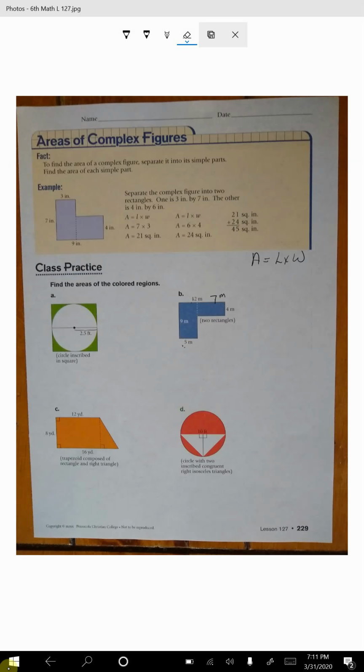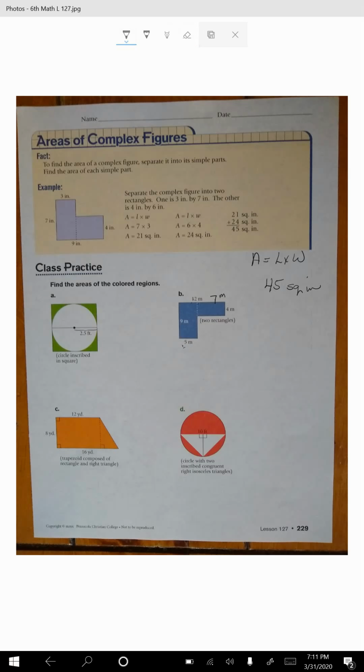So for this rectangle right here, I'll do this one first. It's 9 meters this way. It's 5 meters this way, right? So length times width, 9 times 5. The first rectangle would be 45 square, what is this, inches. Are you with me? I didn't lose you?